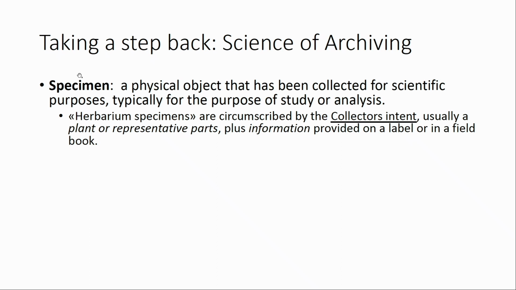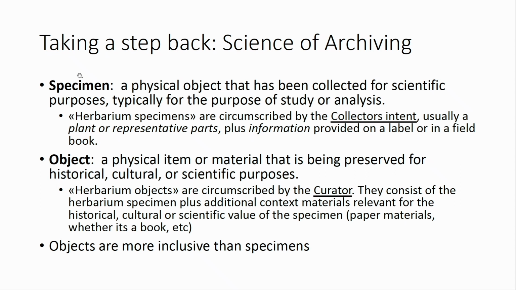A specimen is a physical object that has been collected for scientific purposes, typically study or analysis. So that means the intent of the collector makes something a specimen. And that would be a plant, and not things that are not preserved in the specimen. An object is a physical item or material that's being preserved for its historical, cultural or scientific purposes. So we as curators make things into objects. It's not the collectors that make objects, we make objects. It also means that objects are more inclusive than specimens because they contain information on the paper and how it's assembled, the physical state, etc. And in this case of the Buxtorf herbarium, it's that physical state that leads us to interpret the specimens.